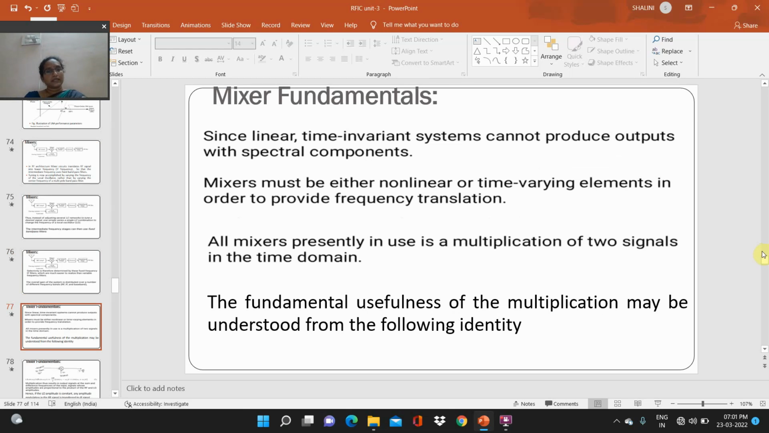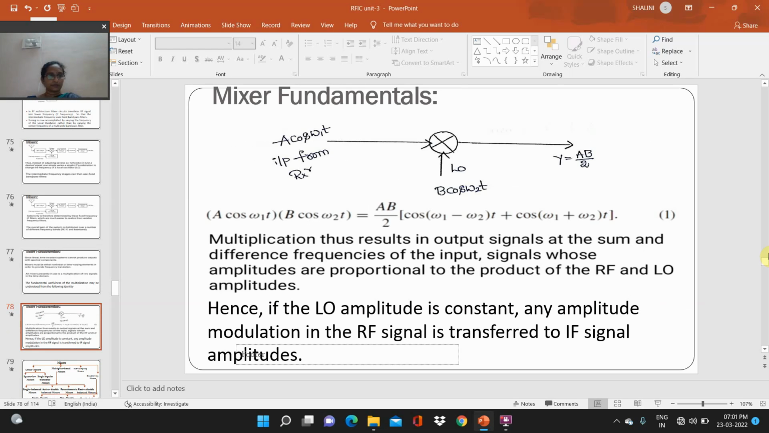So, what are mixer fundamentals? Since linear time invariant systems cannot produce outputs with new spectral components, mixers must be either nonlinear or time varying elements in order to provide frequency translation. All mixers presently in use are a multiplication of two signals in the time domain. The fundamental usefulness of the multiplication may be understood from the following identity.